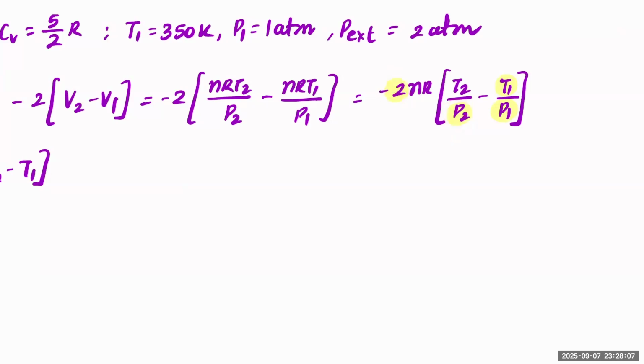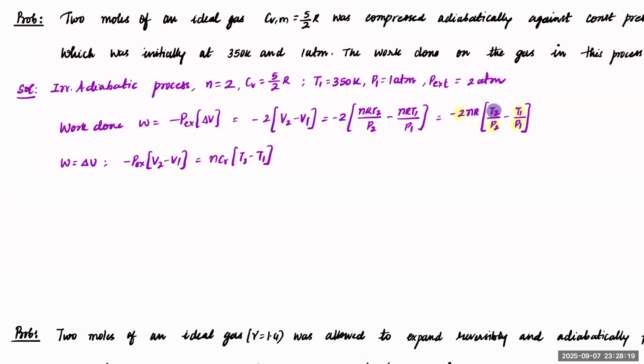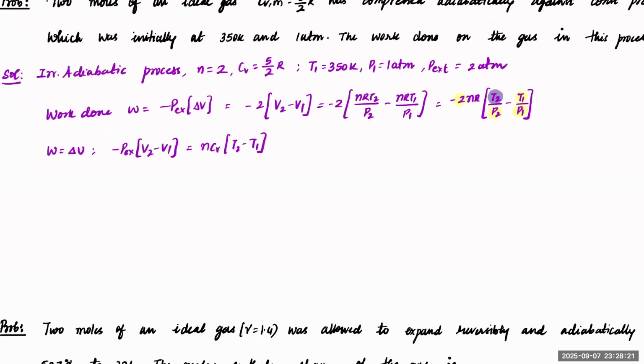So the only unknown value here is T2. We'll figure out T2 and substitute it back, so we will get the answer. So check this out.